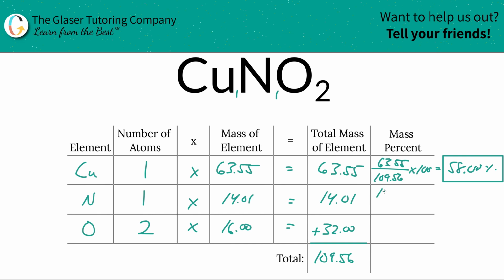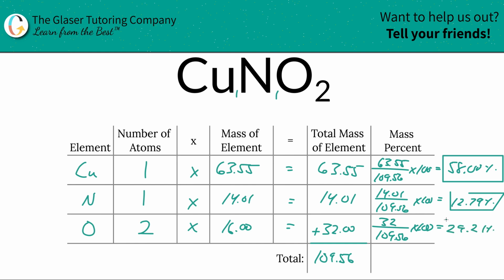And same thing for nitrogen. Total mass of the nitrogen, 14.01, divided by 109.56, multiply that by 100, and here we go. So it works out to be about 12.79 or so percent. And then oxygen is going to be the total mass of that oxygen, which is 32. Forget the zeros. 109.56 on the bottom. Multiply that by 100. And then your percent is going to work out to be 29.21%.